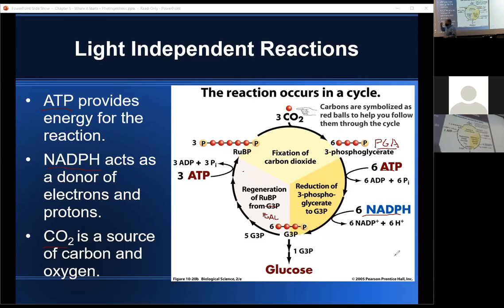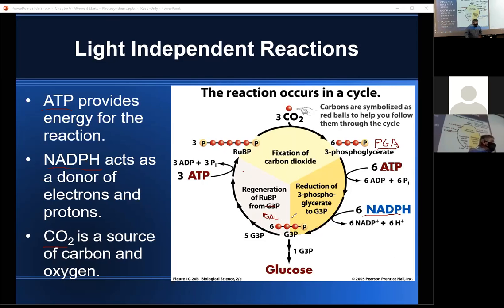2 things we can do with PGAL. PGAL is a 3-carbon molecule, so we can take 2 3-carbon PGALs, join them together, and make a phosphorylated glucose. Okay. Then from that phosphorylated glucose, we could make more complex carbohydrates. So we could join together those glucoses to make starch, or we could join them together to make cellulose for plant walls, etc. Okay, so that's one thing we can do with the PGALs.